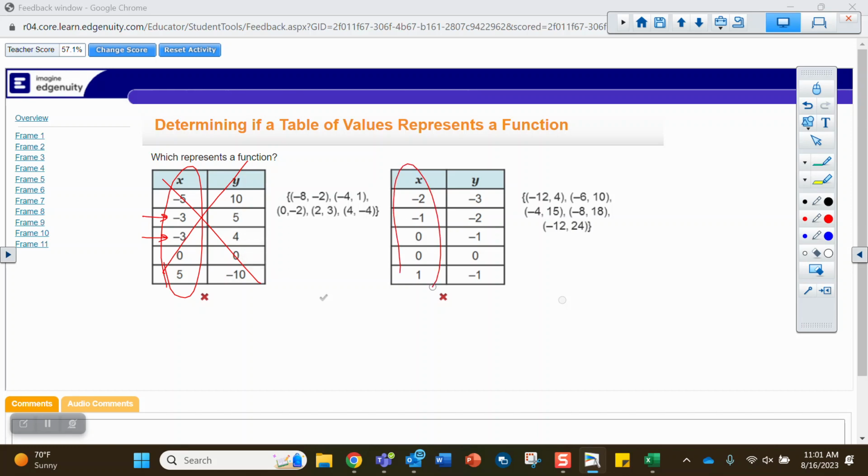In this table here, we're focused on the x's. I've got 0 listed twice. This is not a function. I'm not even looking at y's.